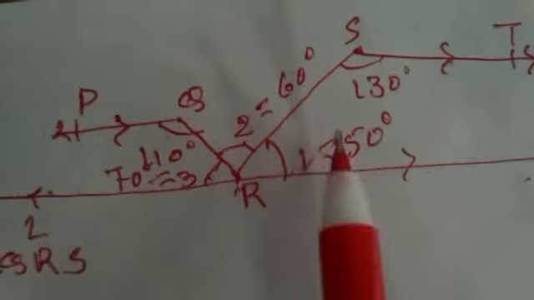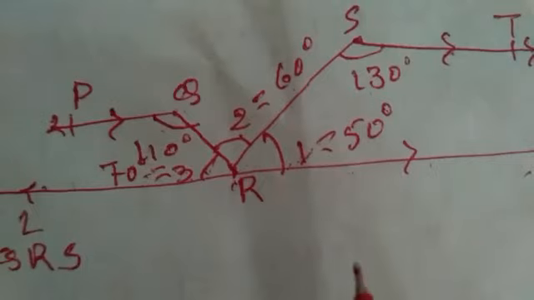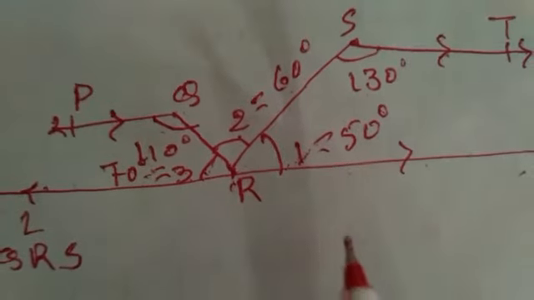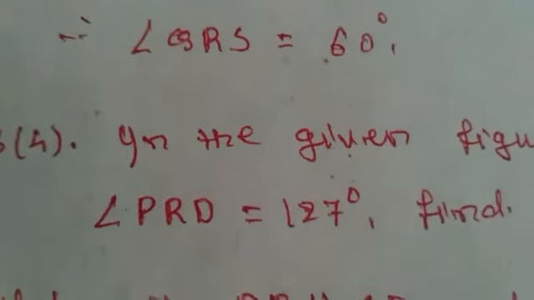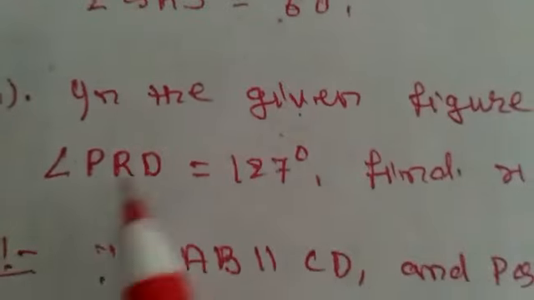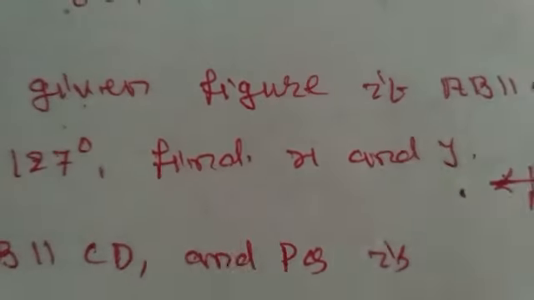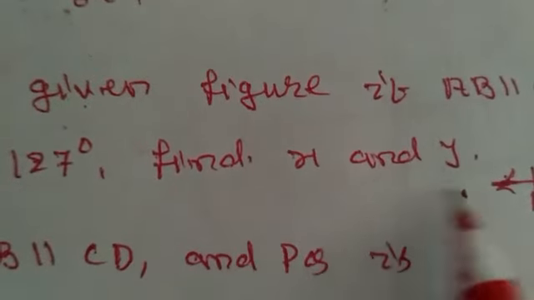These methods are mainly based on the property of parallel lines and the angles formed on it. Now let's see another question. In the given figure, if AB is parallel to CD and angle APQ is 50 degrees and angle PRD equals 127 degrees, you need to find X and Y.